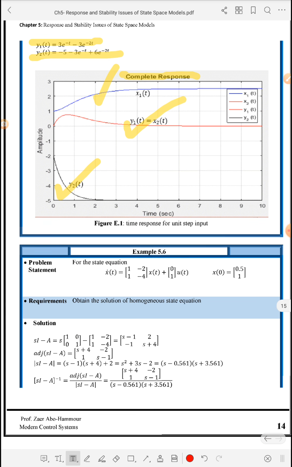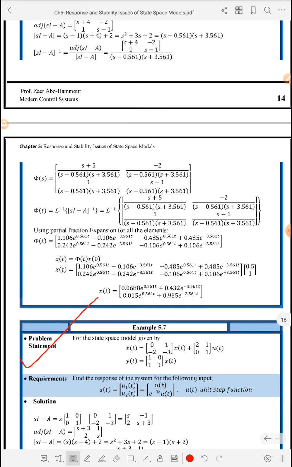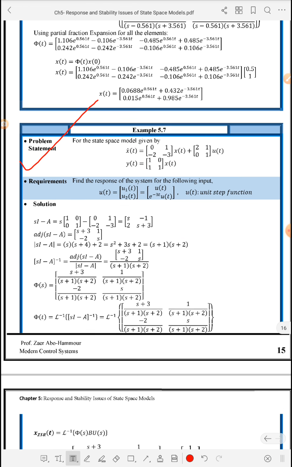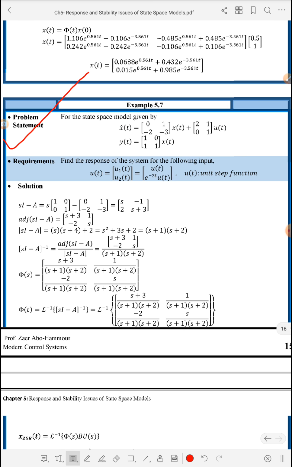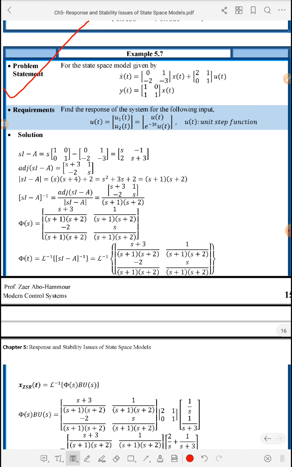Regarding the examples that do not contain any additional information, I will not discuss them, but you are asked to solve all of the examples in this handout. Okay, so we will switch to the next example.